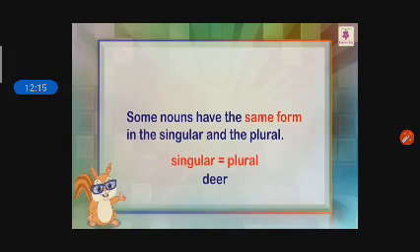Some nouns have the same form in the singular and the plural. For example, see below, DEER, deer. In singular form it is deer, in plural form also deer. If there is one deer, then deer. If there are 10 deer, still deer. No need to add any ending, S, ES, IES, VES, nothing. No need to add anything. The answer will be the same as it is. You can see by examples.